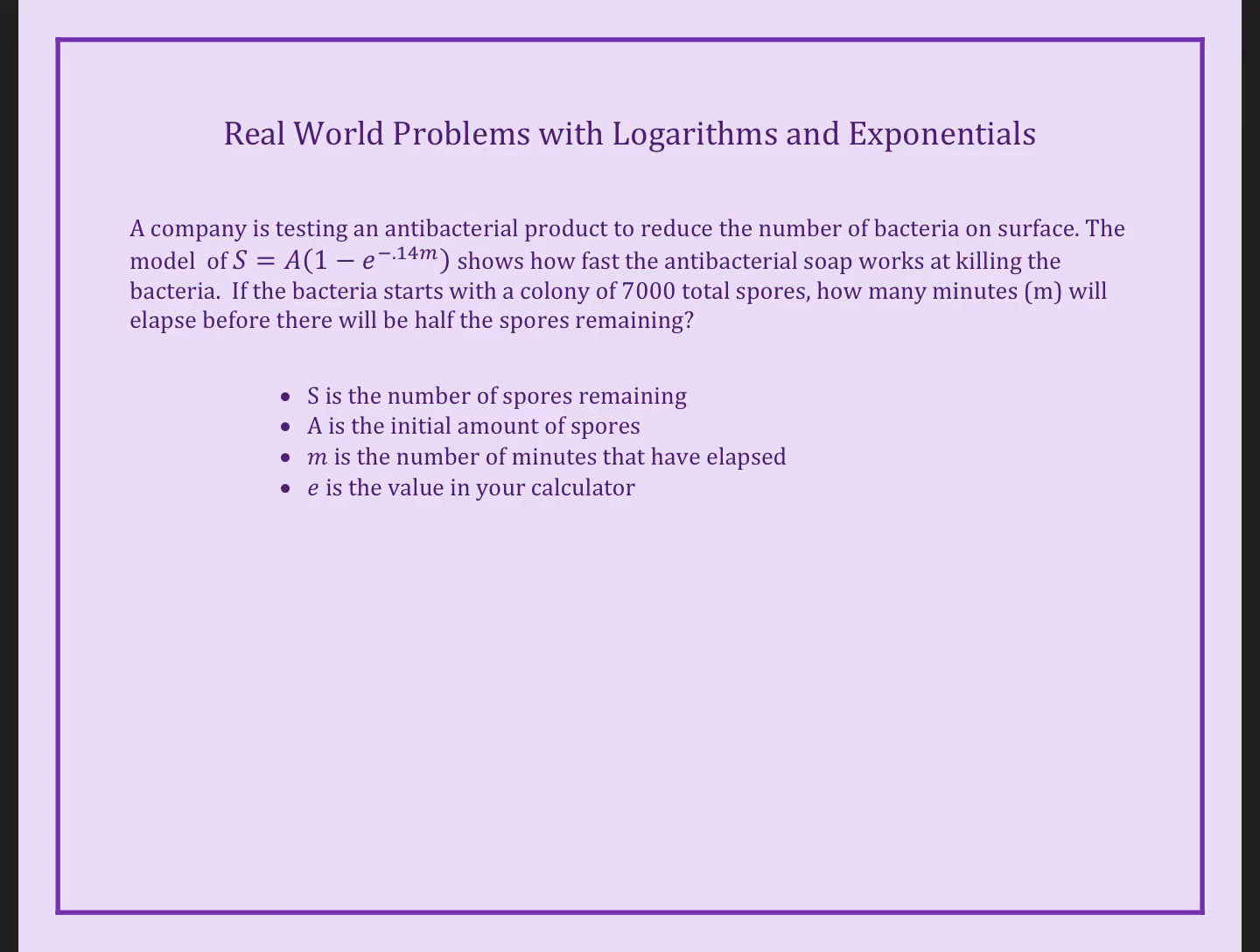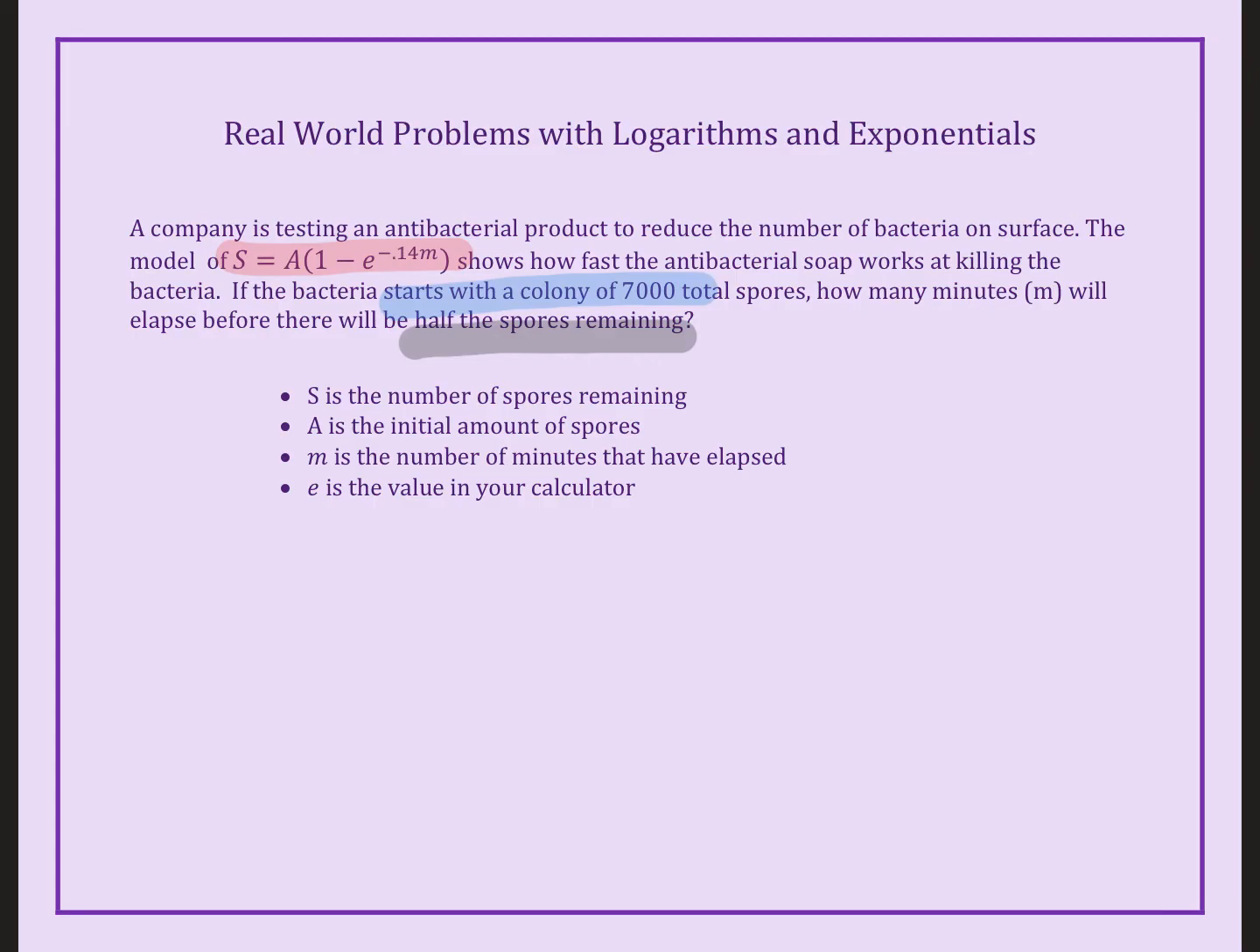It says a company is testing an antibacterial product to reduce the number of bacteria on a surface. This is the equation we're going to use, and it shows how fast the antibacterial soap works at killing the bacteria. If the bacteria starts with a colony of 7,000, how many minutes will elapse before there will be half the spores remaining? So we're going to plug in some numbers that we need into this equation.